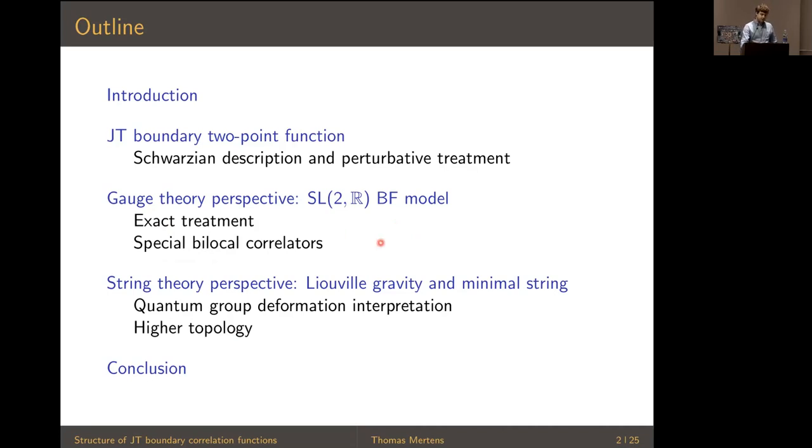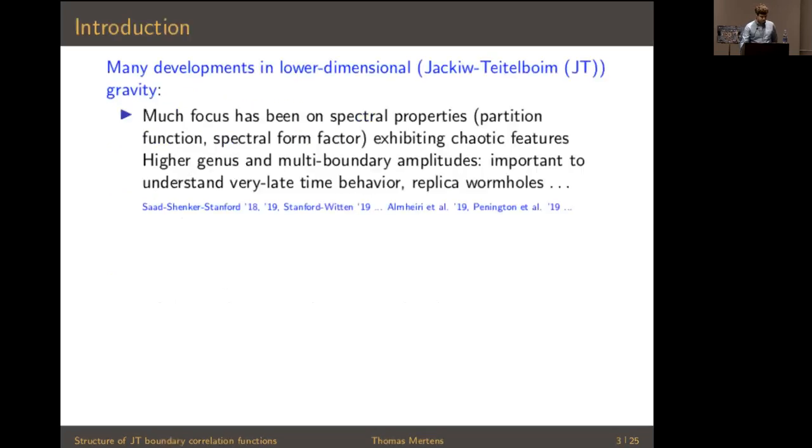And then secondly, I will give a string theory perspective, a string theory embedding of Jackiw-Teitelboim gravity within Liouville gravity and the minimal string. In particular, I will emphasize an interpretation in terms of a quantum group deformation of the group theoretic structure of ordinary JT gravity and some lessons we can learn about higher topology. So first, let me start by giving you an introduction.